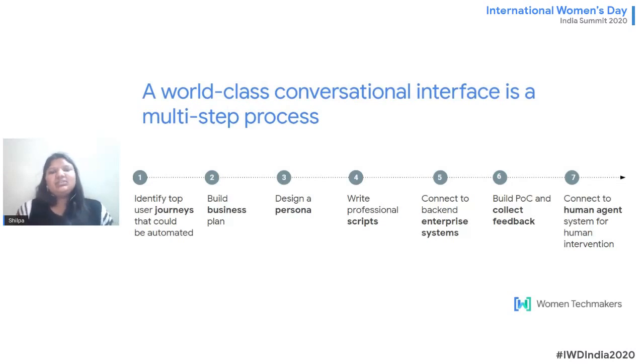Then you need to connect it to the backend enterprise system. After that you can build your POC around it and let people use it so that you can get live feedback. After your feedback, you can directly connect it to a human agent, which is again a powerful feature coming up, called agent assist. So you can connect it for that if you want human intervention.